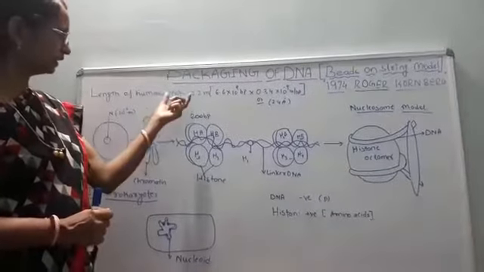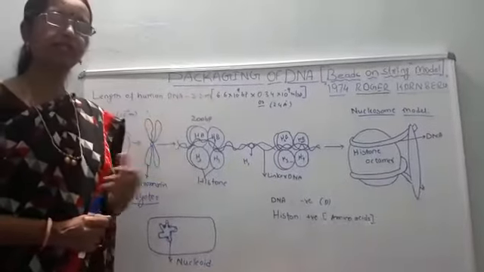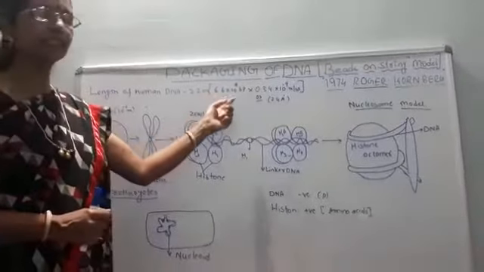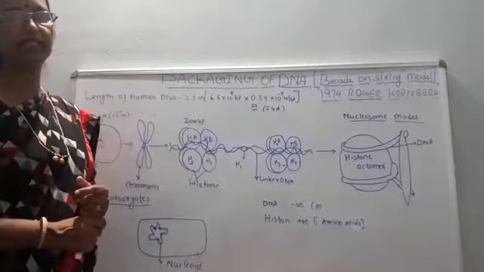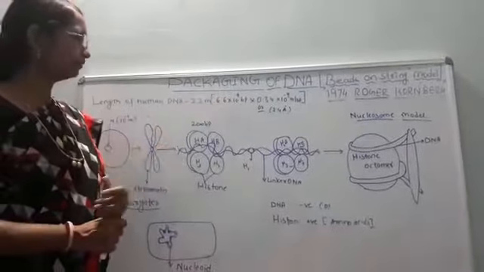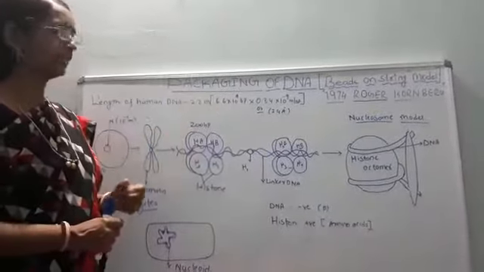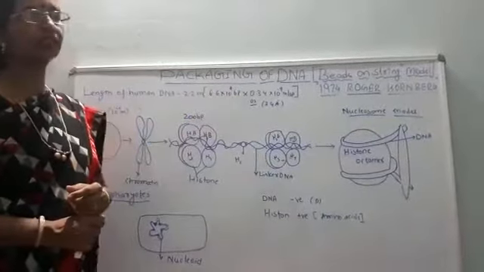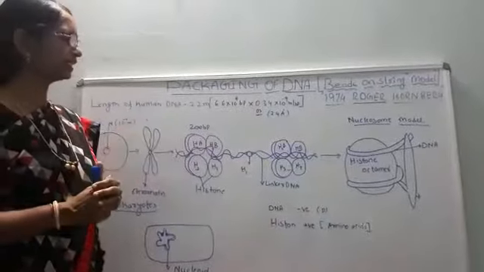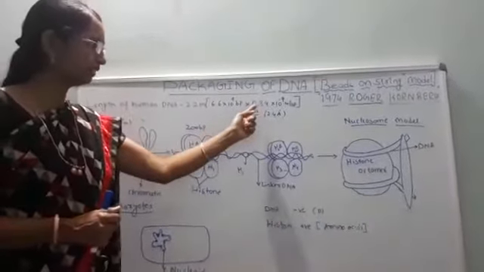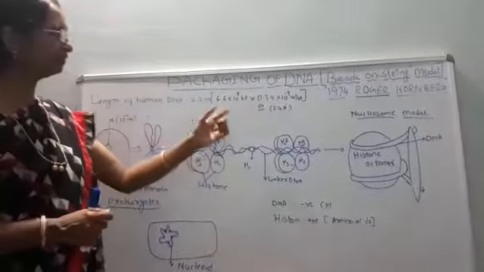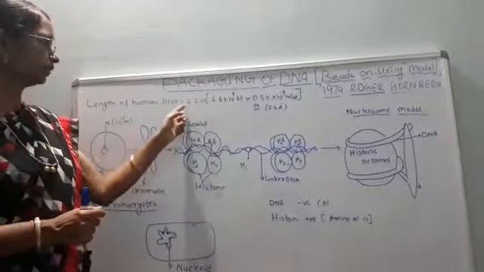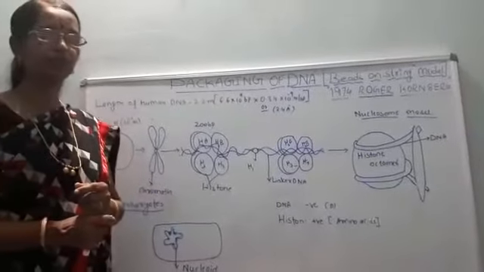So how is this data obtained? The total number of base pairs in the diploid set of chromosomes is 6.6 into 10 to the power of 9 base pairs. The total number of base pairs found in the DNA is multiplied by the distance between two adjacent nucleotides, which is 0.34 into 10 to the power of minus 9. When we multiply these two, we get the length of the DNA, which is about 2.2 meter long.